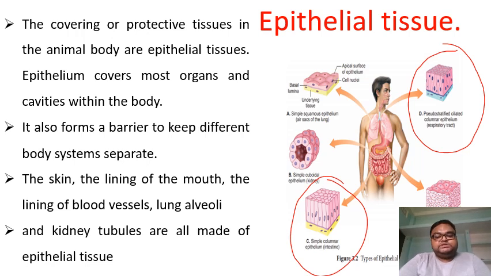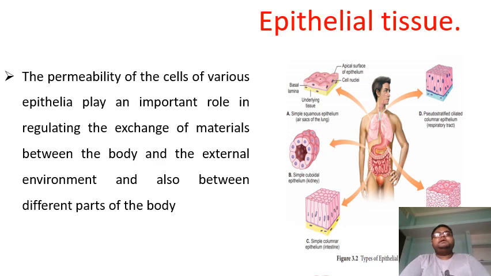Okay, students, let's proceed forward. So, the permeability of the cells of various epithelia. We know that there is one covering across all our body, isn't it? Covering all our organs, covering all our linings, covering our body from outside also. The permeability of the cells of various epithelia plays a very important role in regulating the exchange of material between the body and the external environment, and also between the different parts of the body.